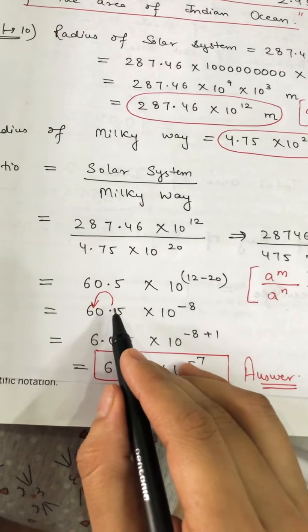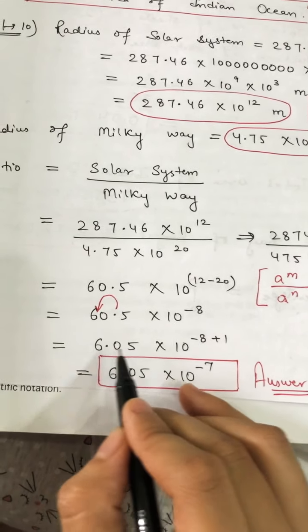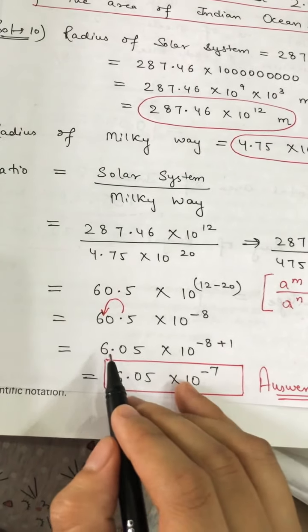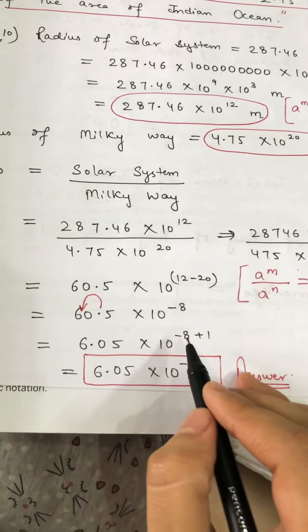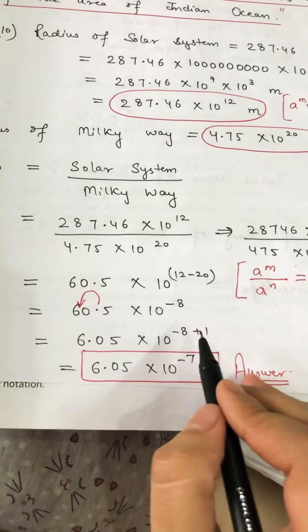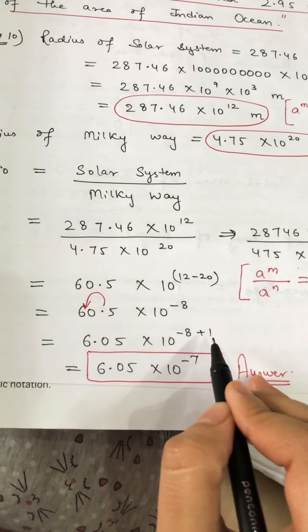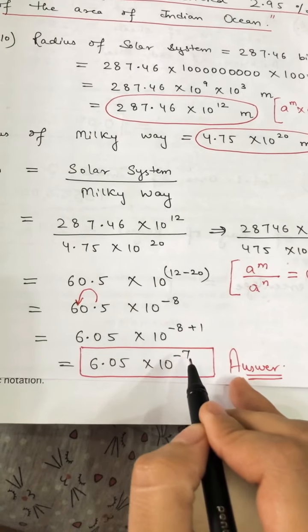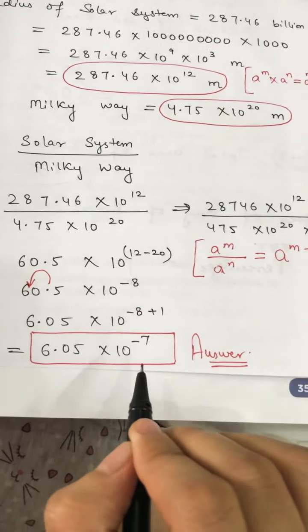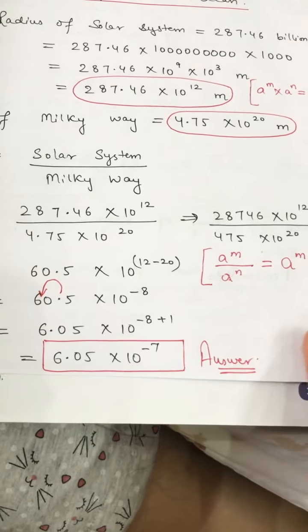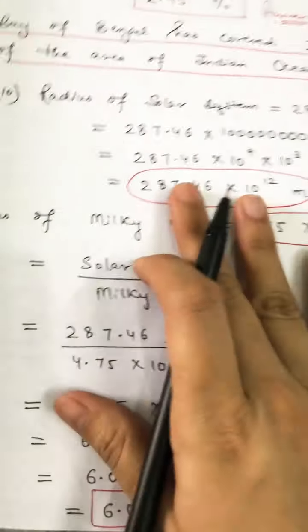Now I have shifted the decimal from here to here, because always in scientific notation your decimal should be after the first digit. So minus 8 was there, and I have to add 1 in that power. Minus 8 plus 1 is equal to minus 7. So 6.05 into 10 raised to power minus 7, this is your answer. Clear? This is the last question of exercise 2.2.